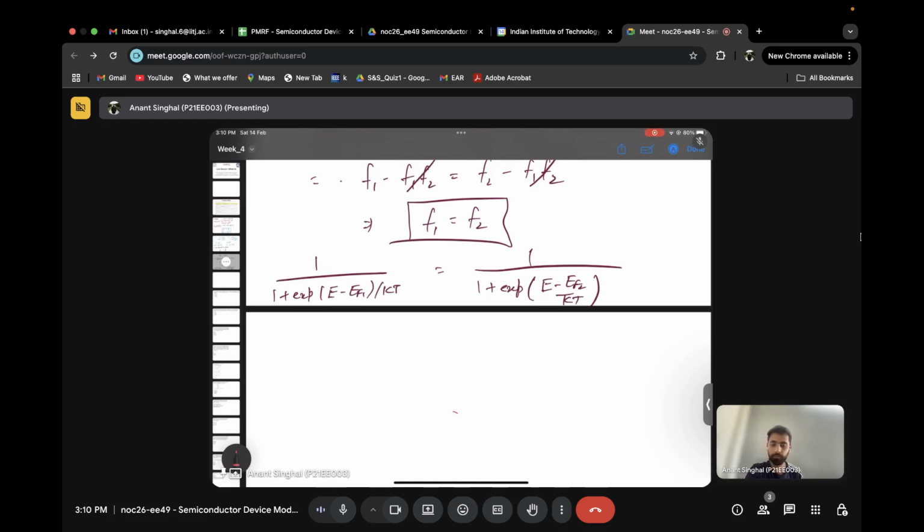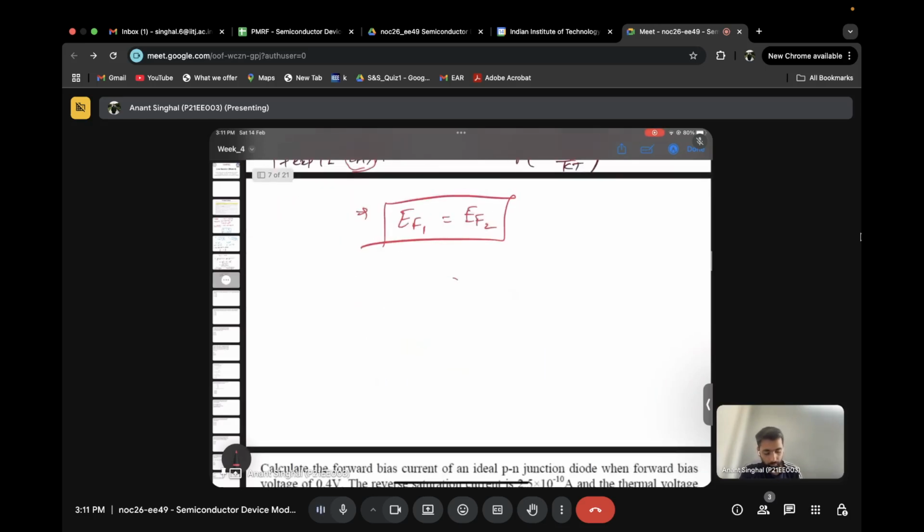Anyone wants to take a guess? So these two need to be equal. For this, there is only one term which is different in both of these expressions: one is this EF1 and one is this EF2. So this implies that the Fermi level of material 1 will be aligning with the Fermi level of material 2. That means that the Fermi level always aligns if we are talking about thermal equilibrium.